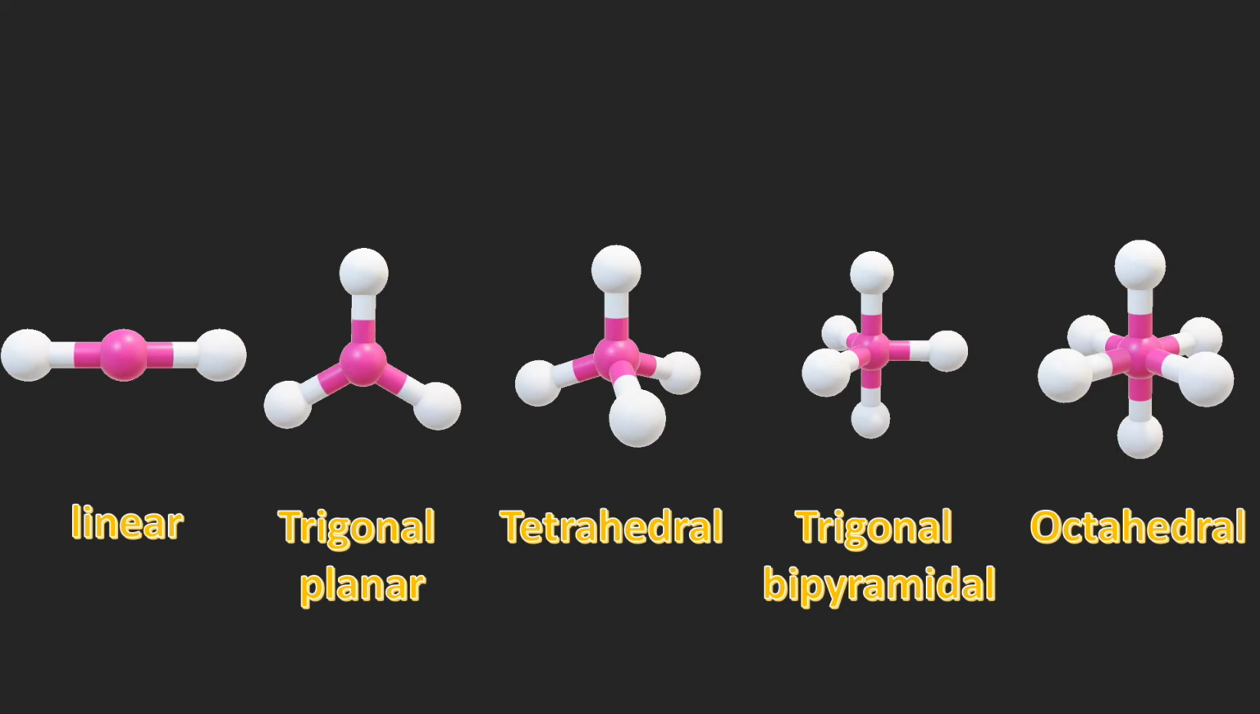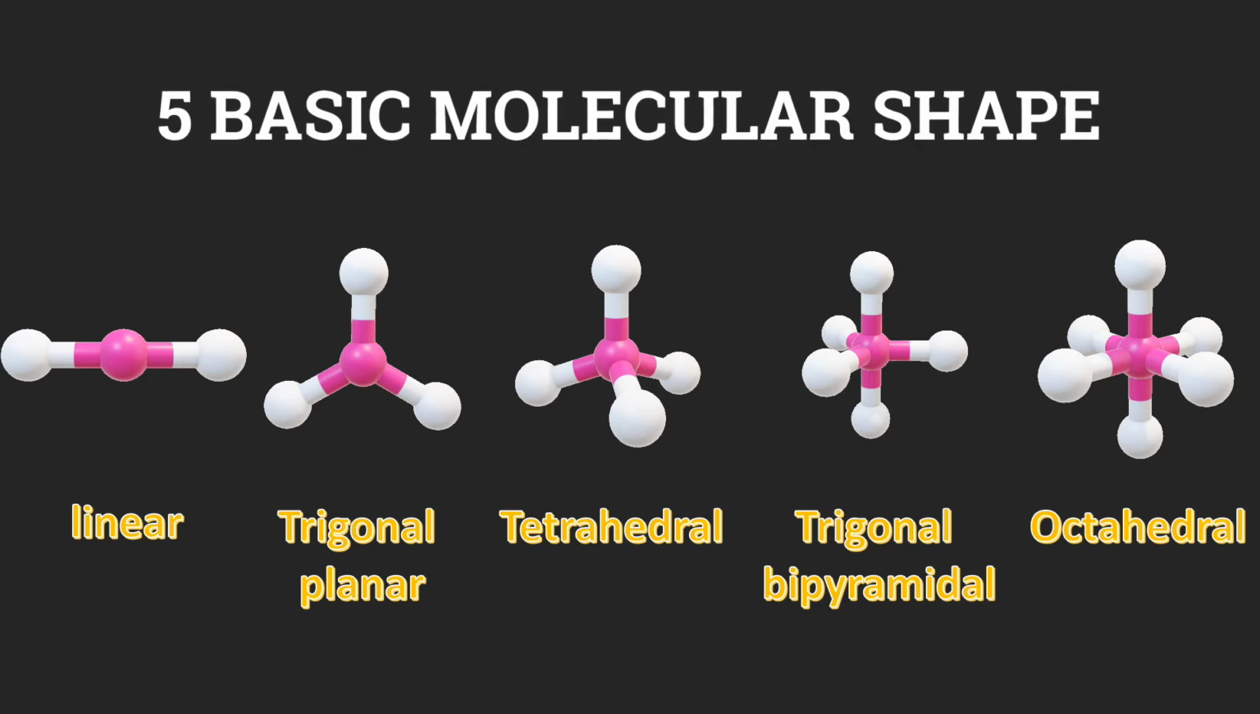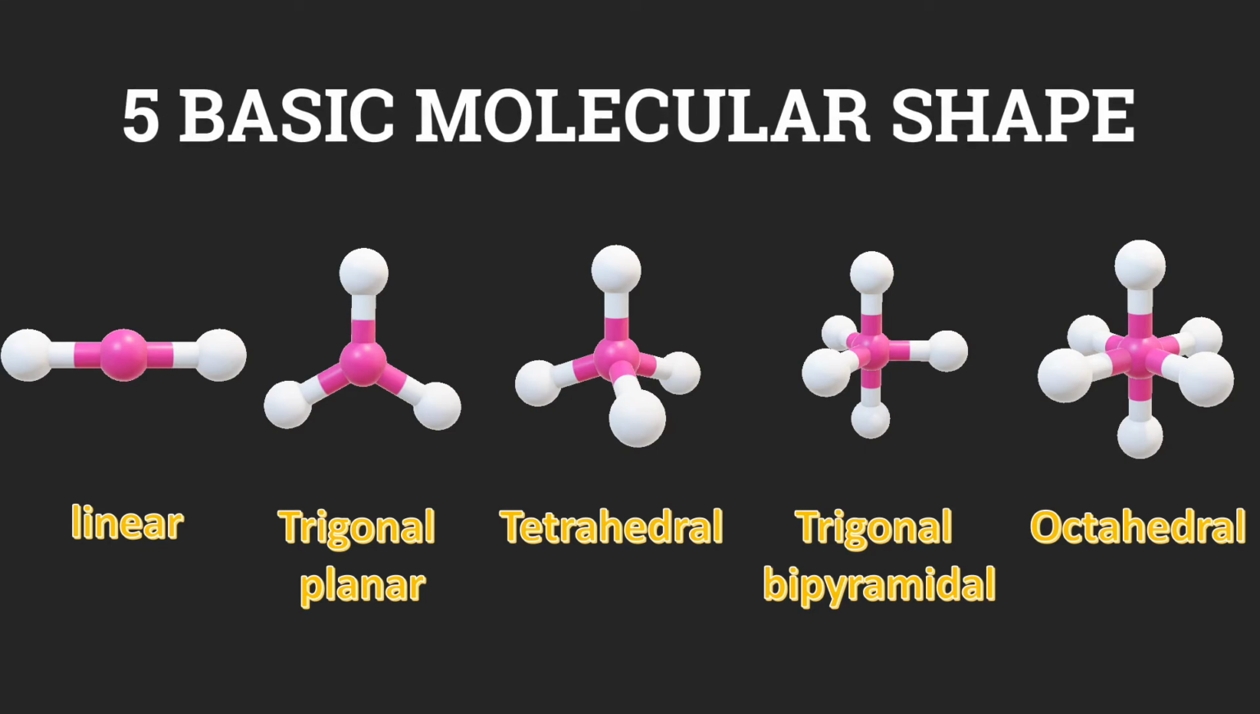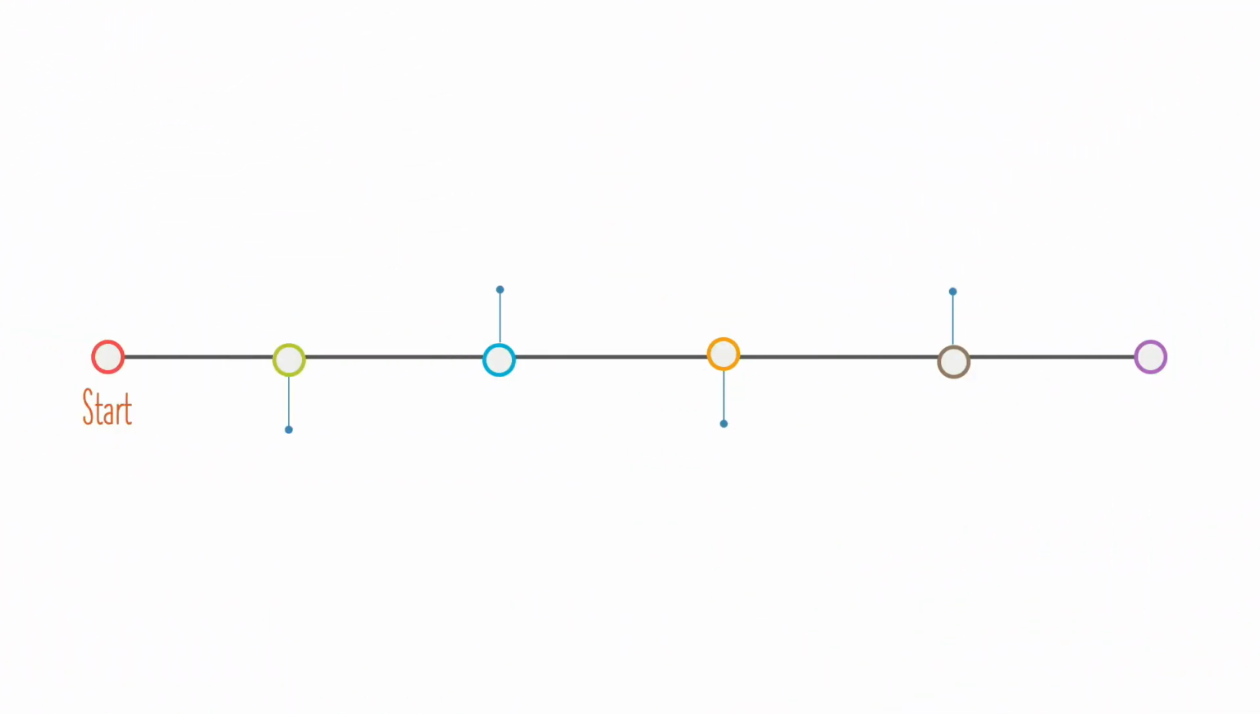Overall, these are 5 basic shapes of molecules with their respective names. Next, let us learn how to draw the 5 basic molecular shapes according to the examples given. In order to draw the molecular shape, we need to follow a step-by-step method.